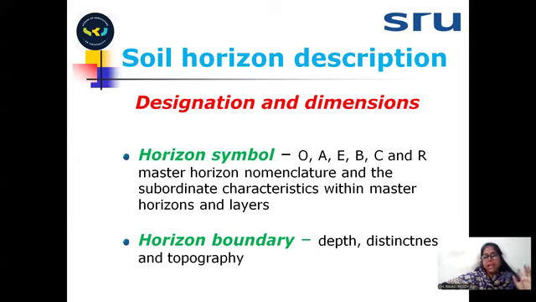Then suppose in capital B horizon, which is also known as subsoil, if there is abundant accumulation of clay, then B followed by small t. Or if there is presence of slickensides, then you should write it as B followed by small s. So the first letter, which is the capital letter, denotes the master horizon, and the letter following it denotes the subordinate horizon. Then coming to horizon boundary. Boundary is nothing but how deep the horizon is, how distinct it is, and what the topography of that horizon is.